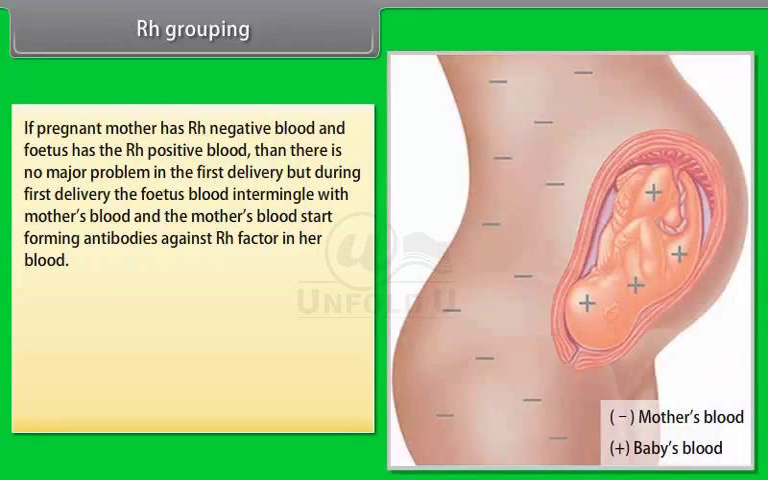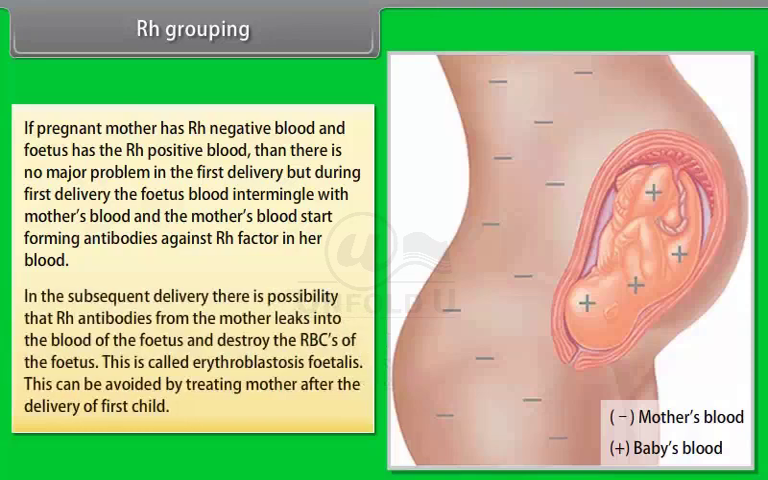If a pregnant mother has RH negative blood and the fetus has RH positive blood, then there is no major problem in the first delivery. But during the first delivery, the fetus's blood intermingles with the mother's blood and the mother's blood starts forming antibodies against RH factor in her blood.